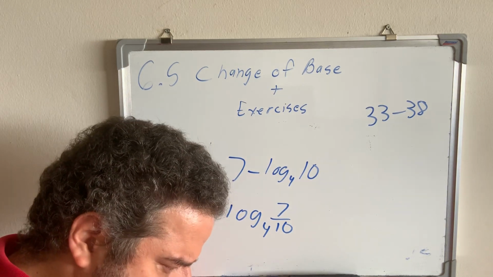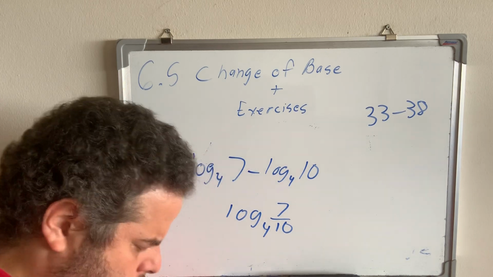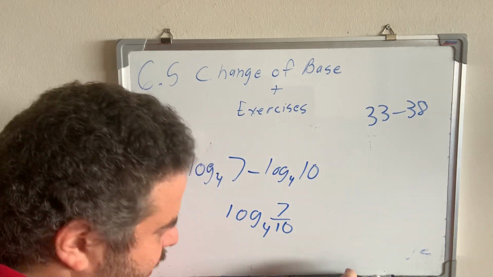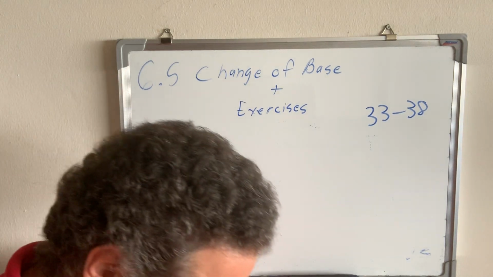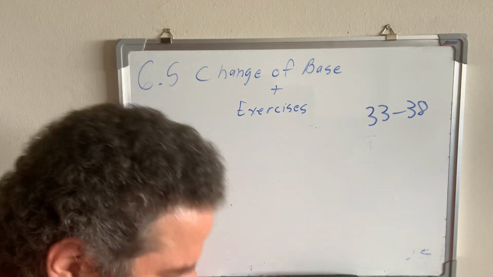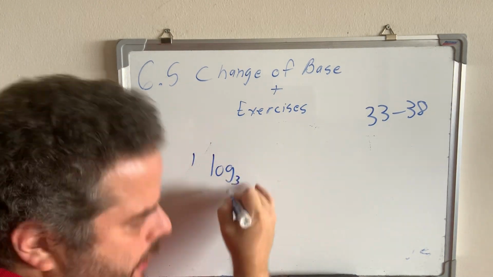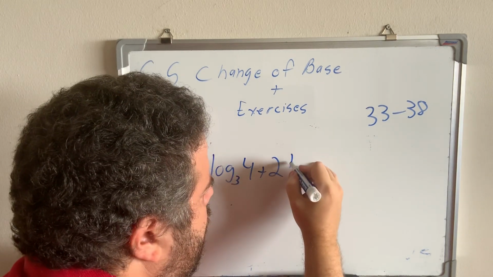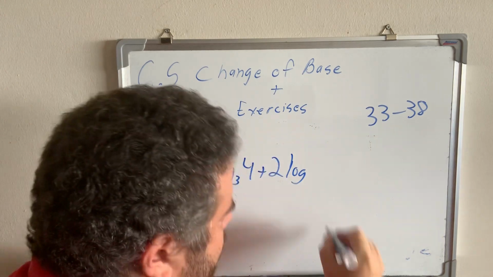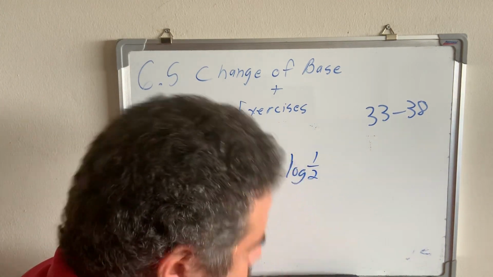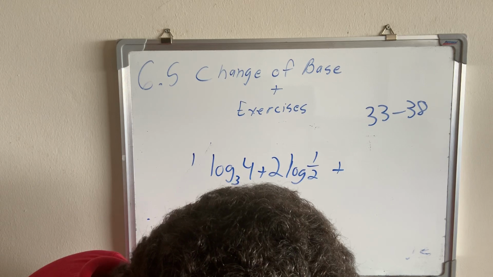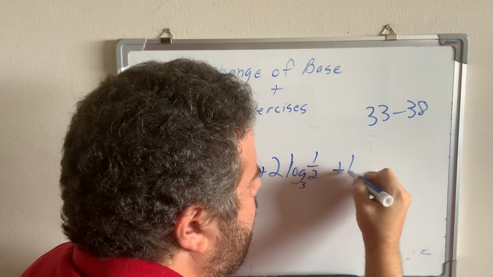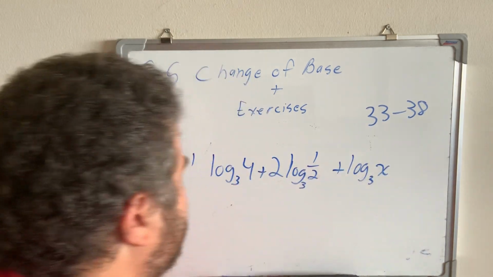Let's see what other exercise I can do. That's pretty much it for that condensation. Let me try more difficult ones. Let's try the last one. Log base 3 of 4 plus 2 log of 1/2 plus, oh, these are all base 3, by the way, sorry, plus log base 3 of x.